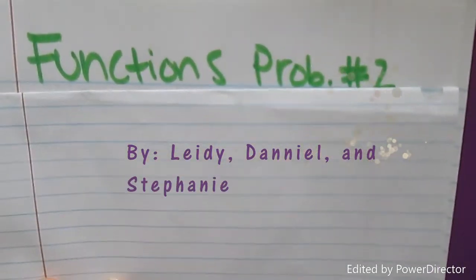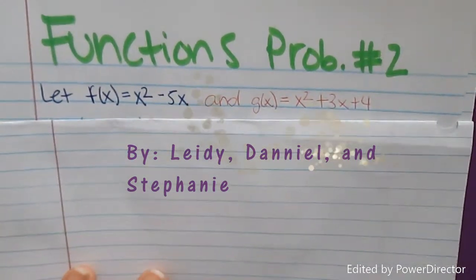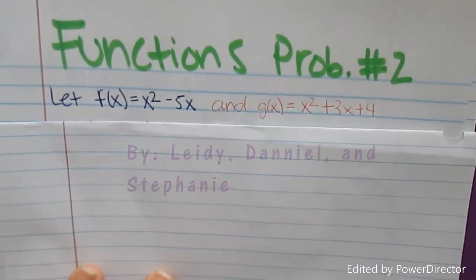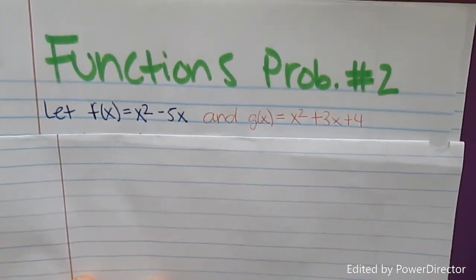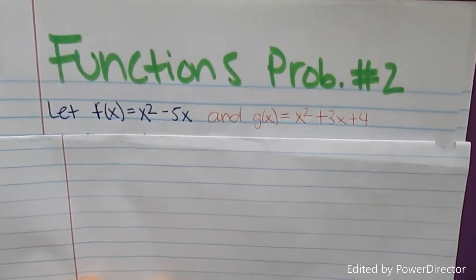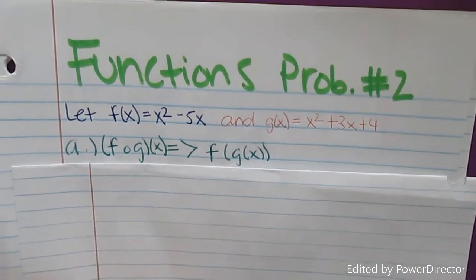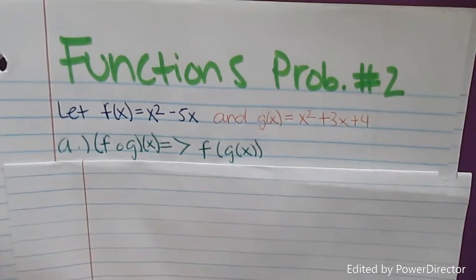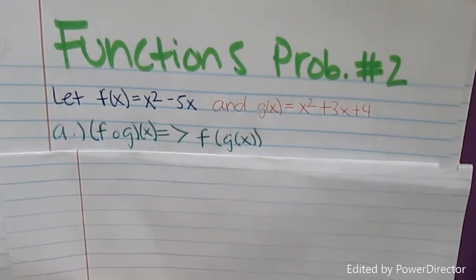So we decided to do problem number 2 in the function set. Problem number 2 says, let f of x equal x to the second minus 5x and g of x equal x to the second plus 3x plus 4. Now part A says f of g times x, which translates to f times g of x.